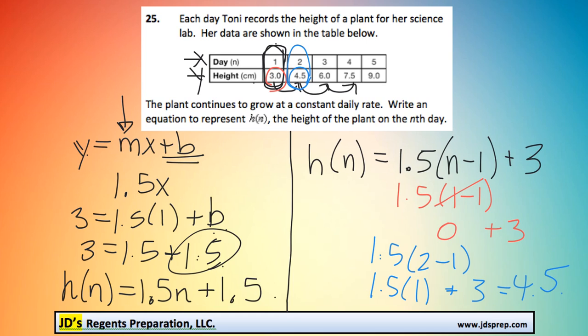So we can see there's actually two different possible equations that work for this. We've got this one here and this one here.